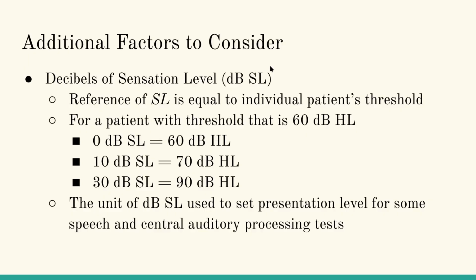If they have a threshold at 60 dBHL and you present it at 70 dBHL, they have a 10 dB sensation level. If they have a threshold at 60 dBHL and you present it at 90 dBHL, they have a 30 dB sensation level. The unit of dBSL is used to set presentation levels for some speech and central auditory processing tests.